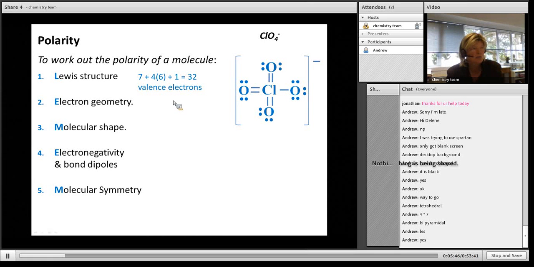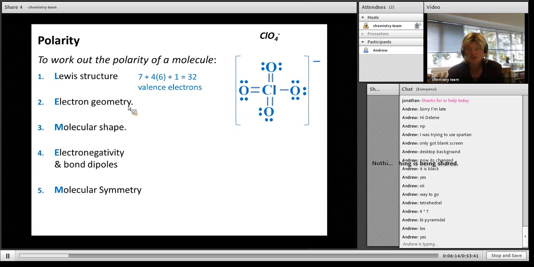And once we've drawn that structure, we look at the number of regions of negative charge to get the electron geometry. So 1, 2, 3, 4. Remember, every double bond is a single region of negative charge. And if it's 4 regions of negative charge, what will be the shape? Remember, the basic shapes are linear, trigonal planar, tetrahedral, trigonal bipyramidal, and octahedral.